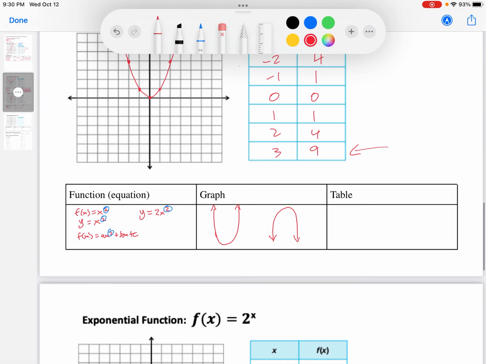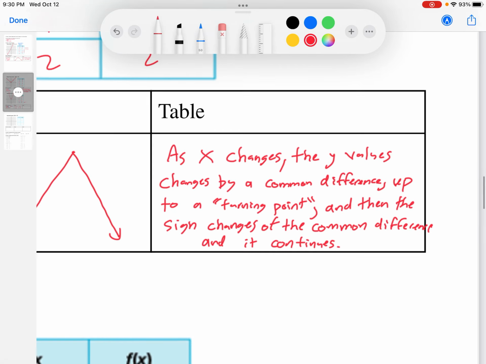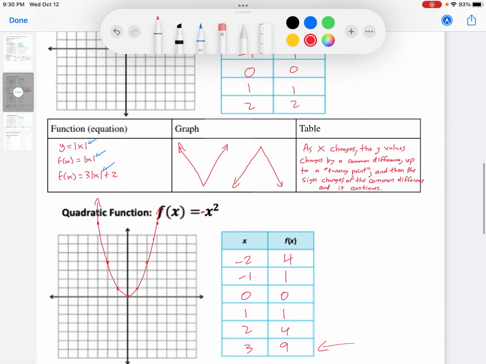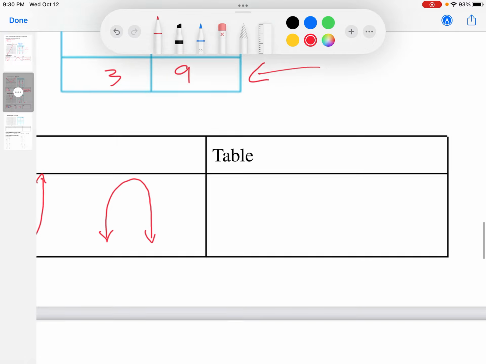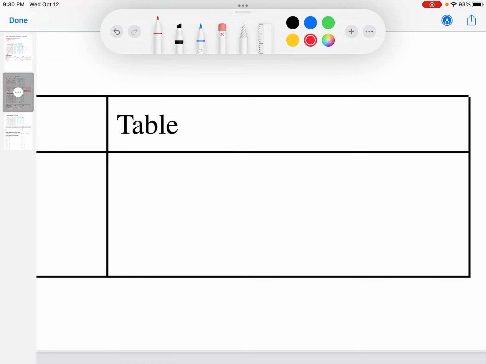Okay, the table. So back on the table for absolute value, I said something like, oh, this is going to be the toughest thing we do. This was a little tough, but this, in my opinion, is actually probably the toughest thing that's in the notes today. So here's why I say it's tough, specifically for quadratic functions, because it's not real evident at the very beginning. So here's what you're going to be looking for.